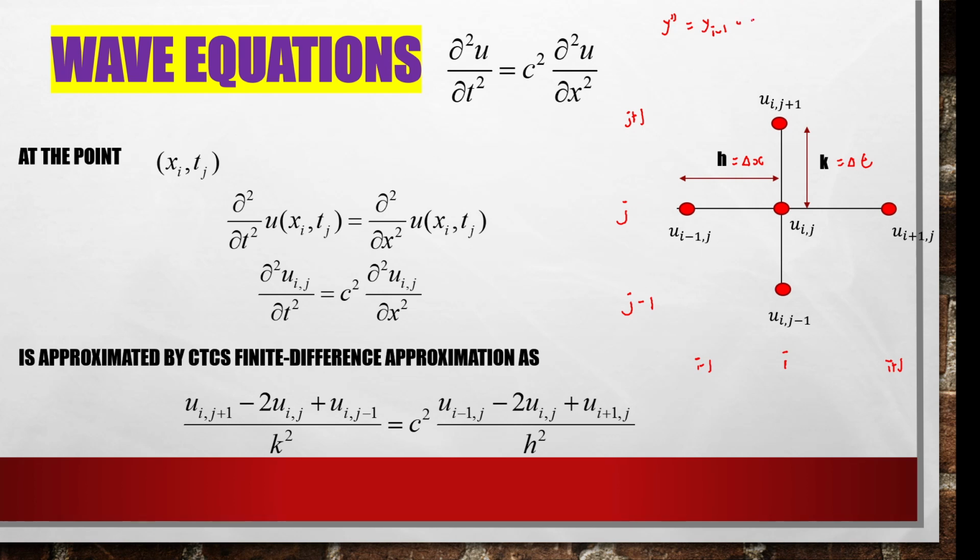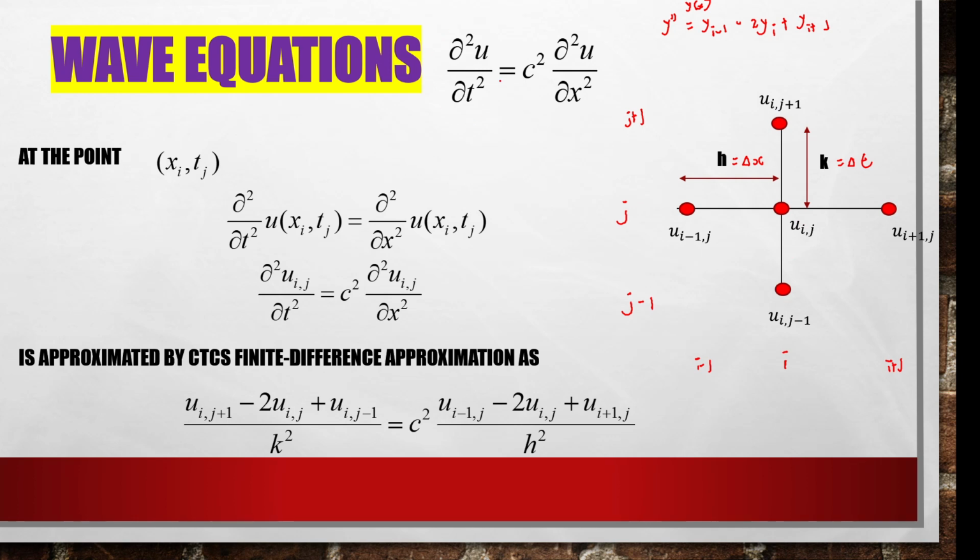Then minus 2yi plus yi plus 1. This is where y is a function of one variable, y is a function of x, and x is discretized using i. Now you have a function of two variables: i is discretized for the x variable, and j is discretized for the t variable.